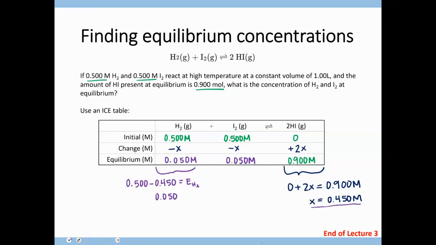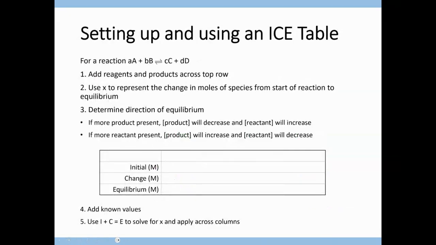This next slide summarizes how to set up an ICE table in general. So for a generic reaction, we have A and B forming C and D. First thing is while we set up the table, we always have initial, change, and equilibrium. That's how we get ICE. This will be in molarity or pressures if you're doing KP, so partial pressures. We'll do an example with that. Then across the top row, we have reactants and products.